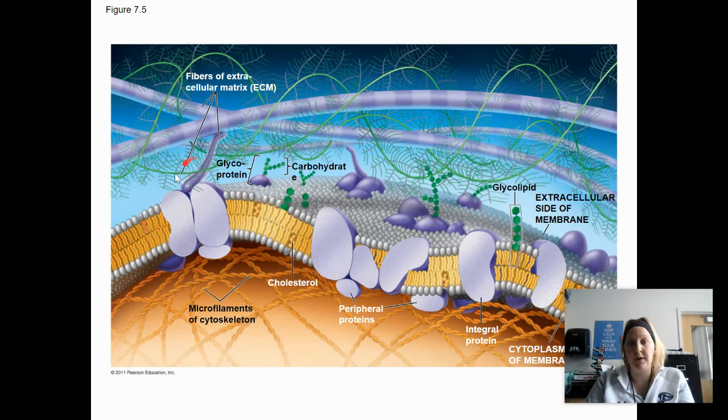Some proteins go all the way across, some sit on the inside, some only cross halfway. We also have cholesterol in the membrane and carbohydrate tails here that act as identifying tags. And then some of our proteins hook onto this extracellular matrix.